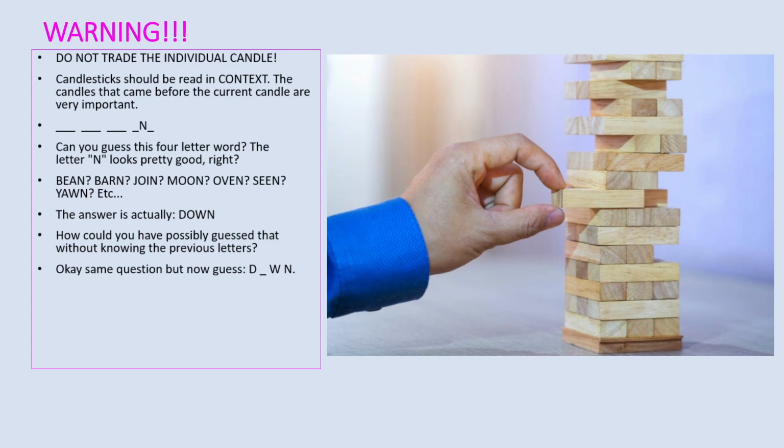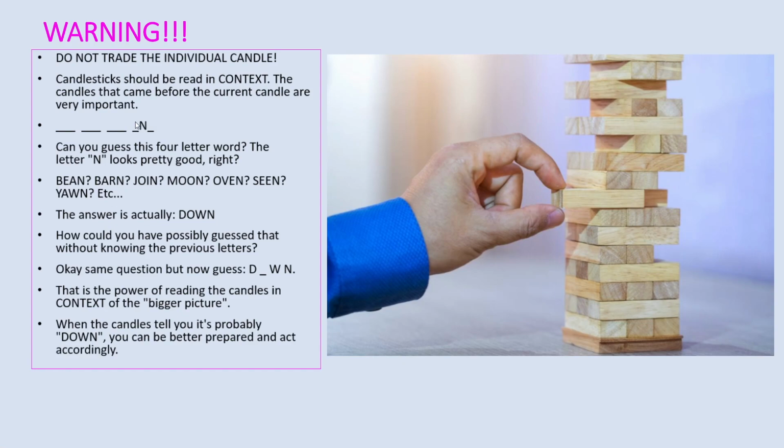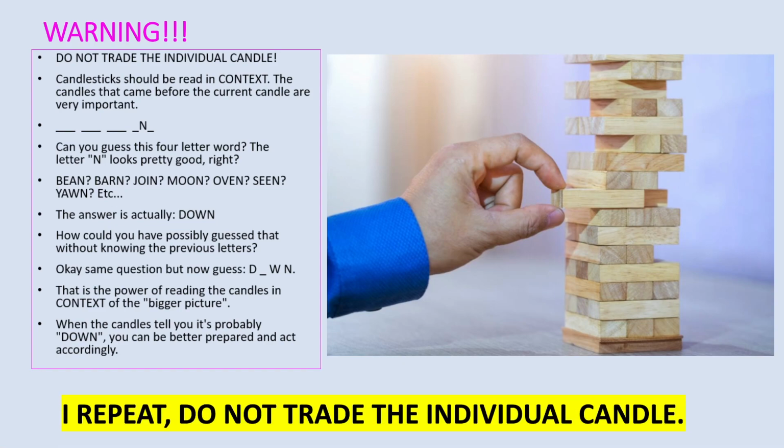Okay, so here's the same question, but now guess. We have D, blank, W, N. See, this is the power of reading the candles in context of the bigger picture, right? We can make a better guess because we have more information. When the candles tell you that it's probably down, you can be better prepared and trade accordingly. One more time, I repeat, do not trade the individual candle. Please, please, please don't do it.